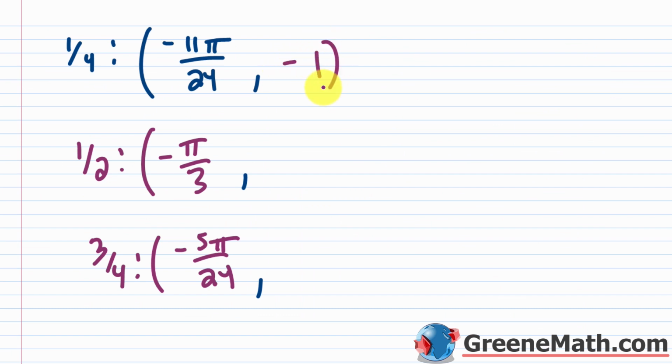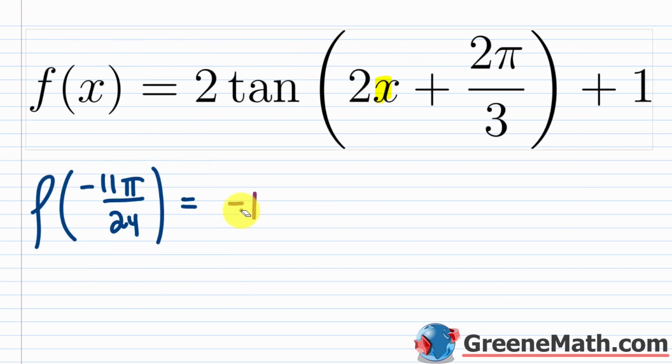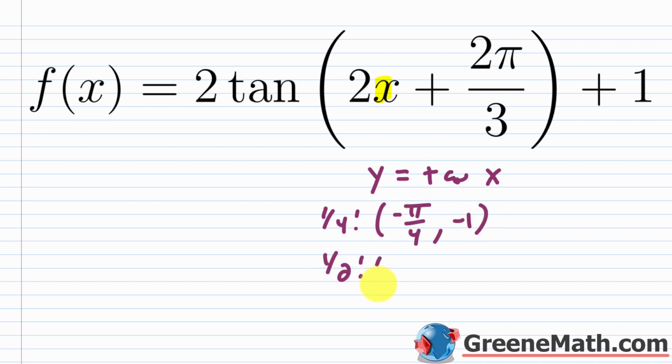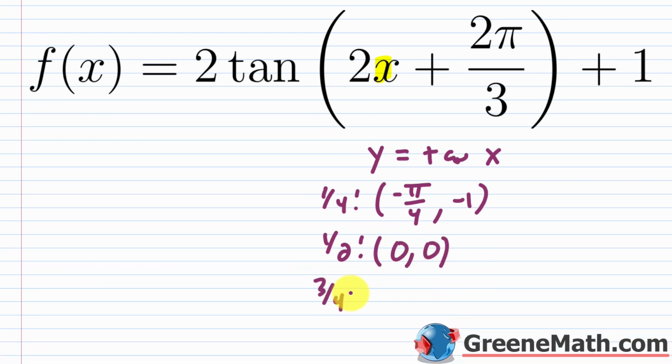Now, what's the other way to do this? Because that's pretty slow. Well, you could have used graphing transformations. In other words, you know that on y equals the tangent of x, you have these points: for the quarter of the way through, it's negative pi over 4, comma, negative 1. And then for halfway through, it's going to be 0, 0. That's your x-intercept. And then for 3/4 of the way, you're going to have pi over 4, 1.